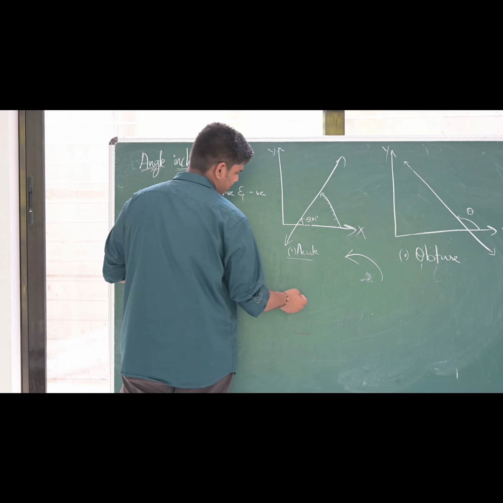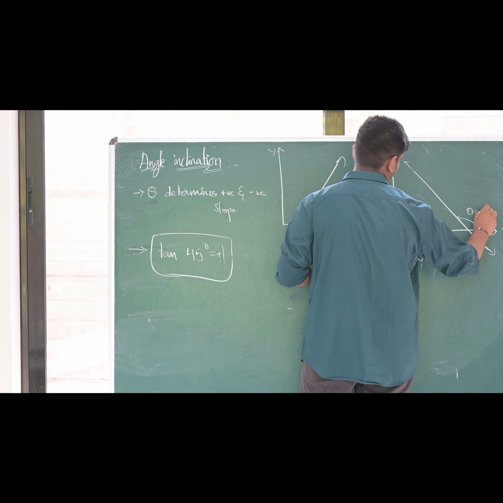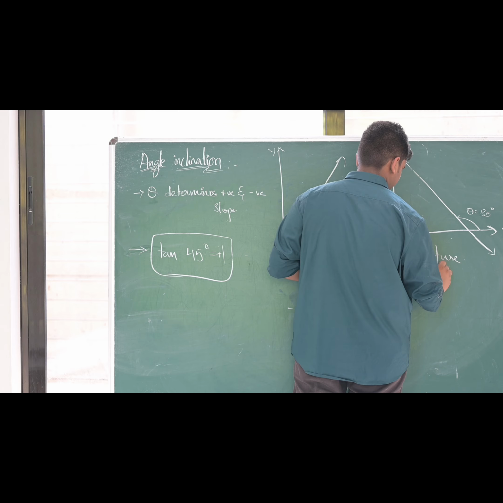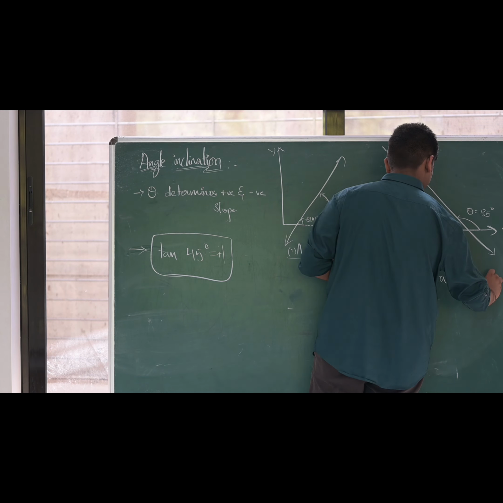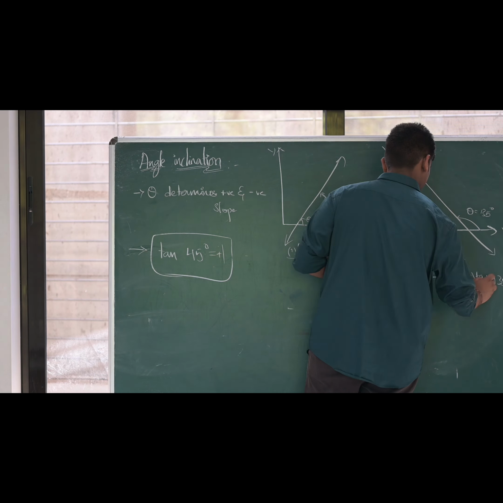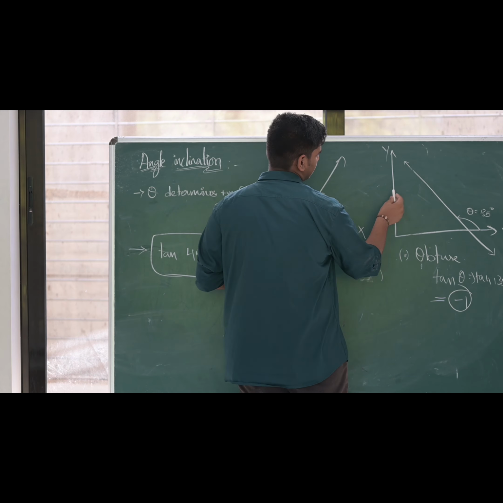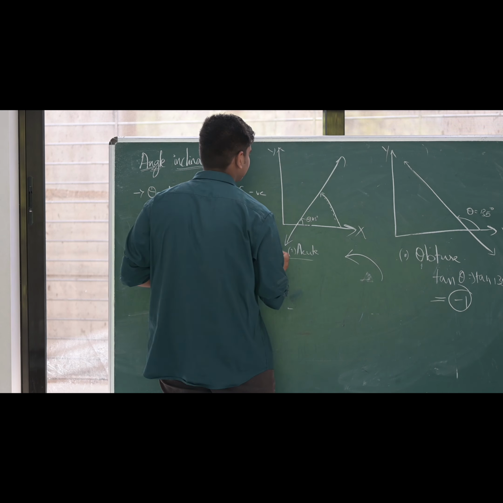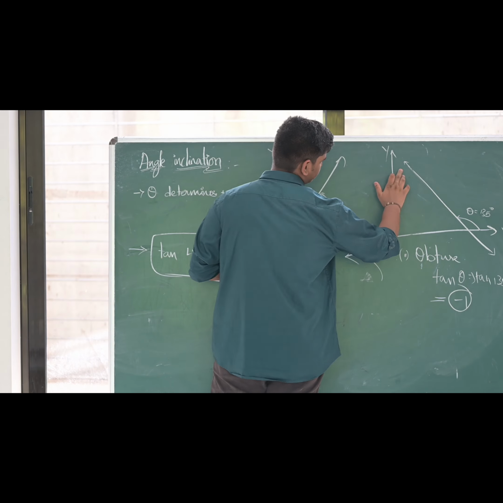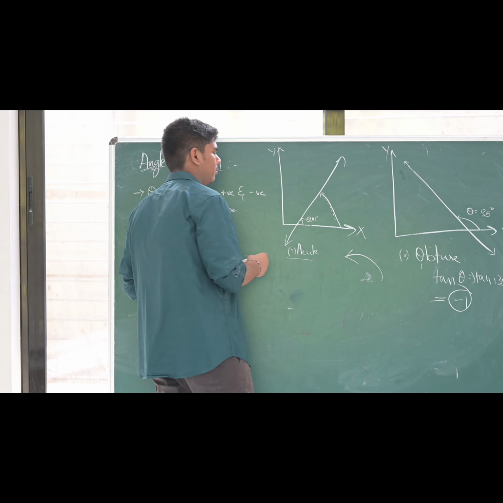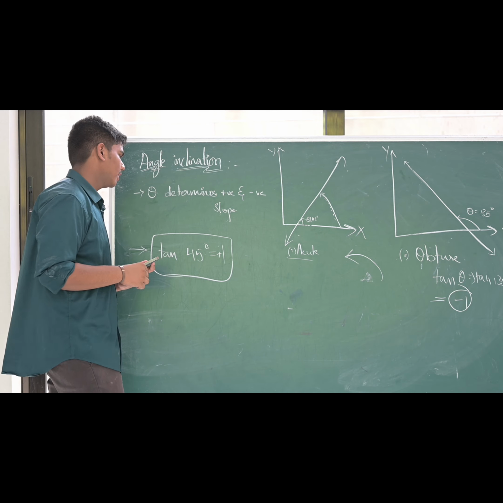Alright. Now, take it in the second case. Imagine this is 135 degree. Tan 135 degree gives negative 1. So the slope is negative. If negative slope, it moves like this, and positive moves from left to right. Negative slopes move from right to left, and positive slopes move from left to right.